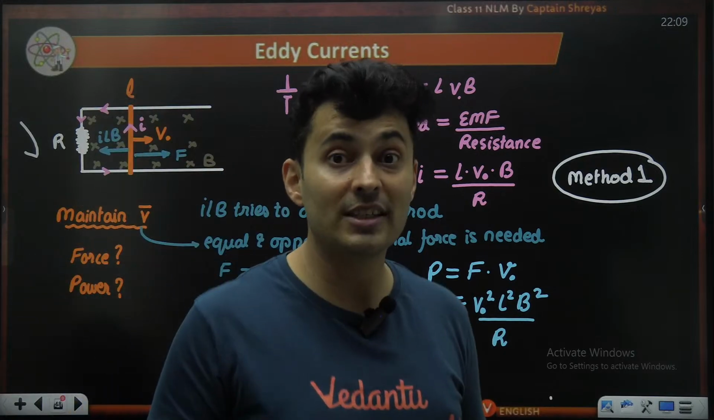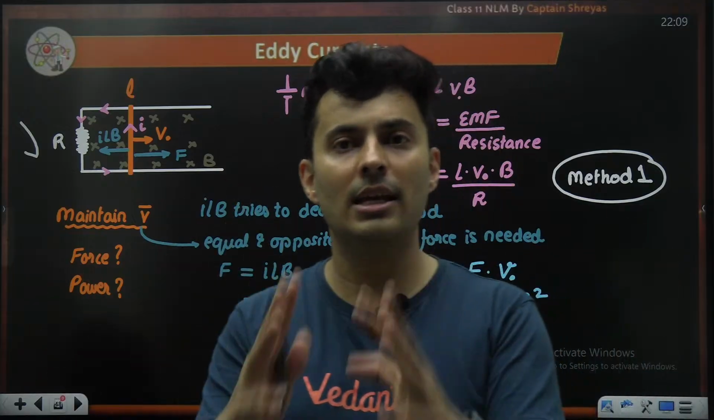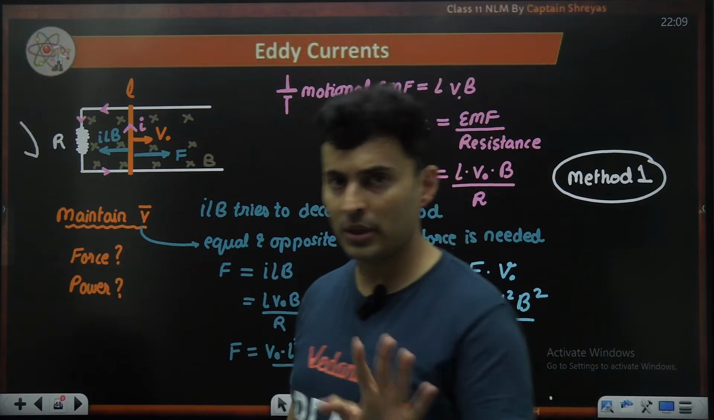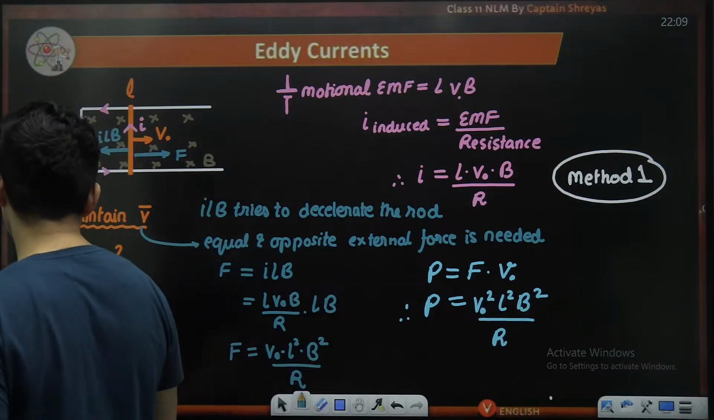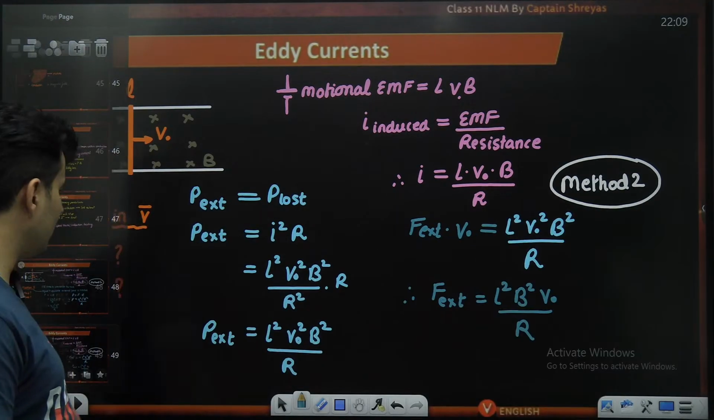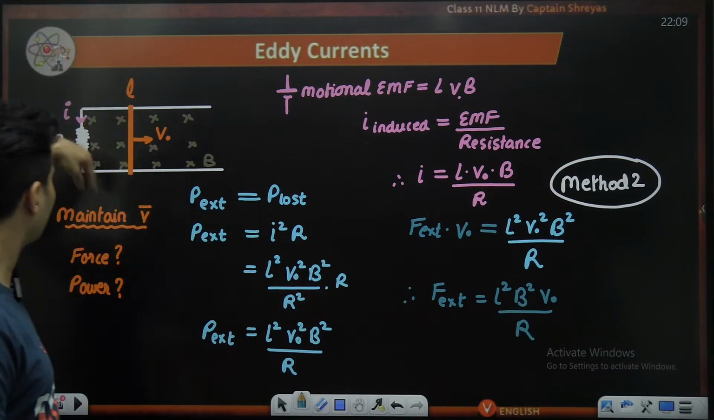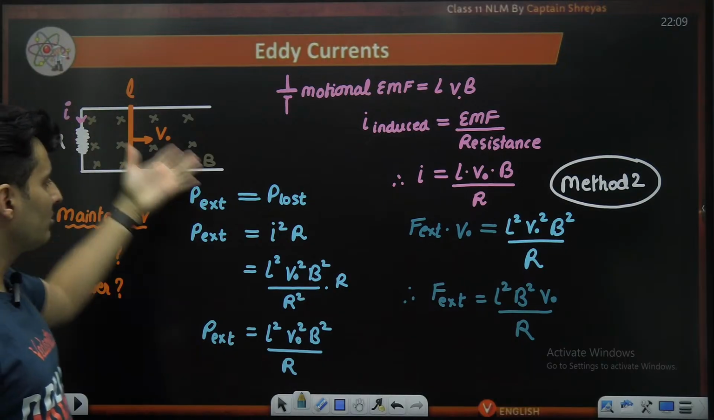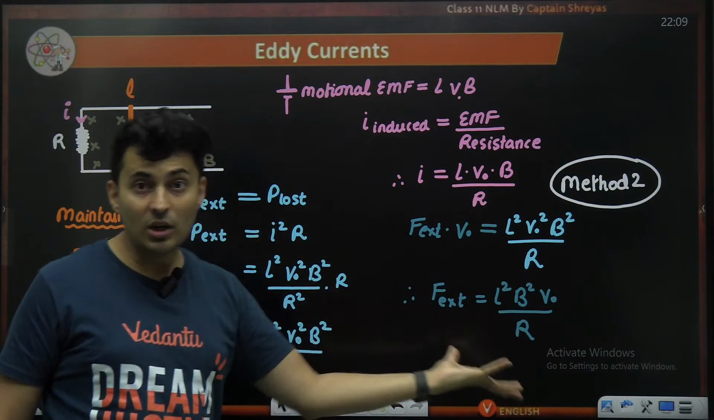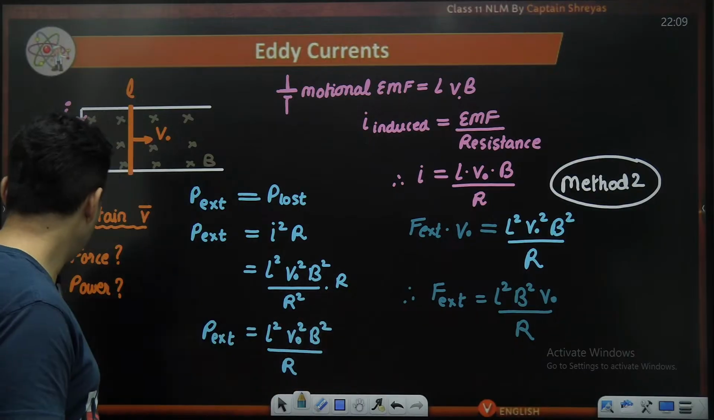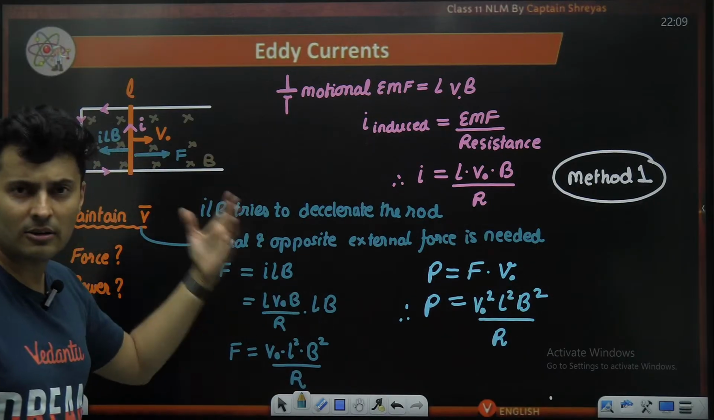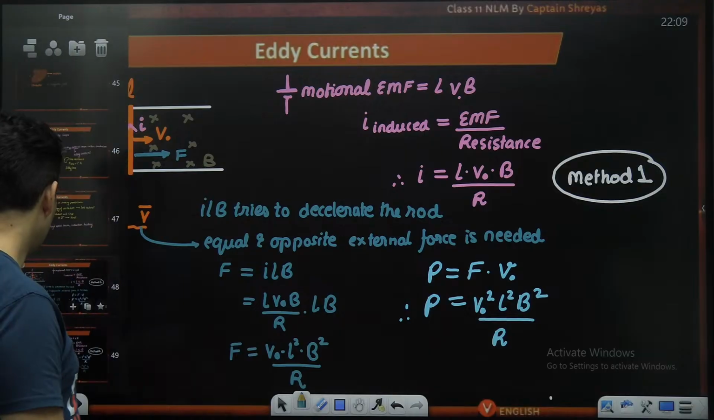And this technique you will see many times in motional EMF questions. Got it? The concept of eddy currents. This is exactly eddy currents if you notice, because this conductor is producing some current which is producing some loss. So either you solve via eddy loss or you solve via ILB Newton's laws, the answer is the same.